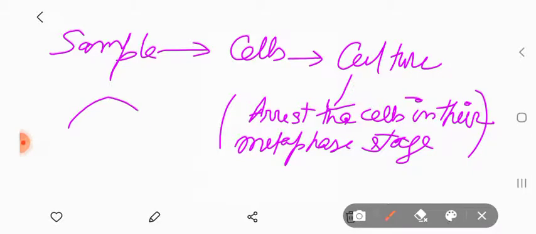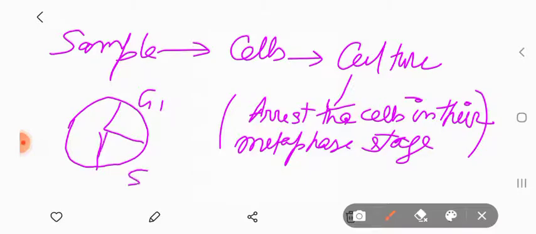Remember, the cell cycle consists of a series of stages. One is called the G1 phase, where the cell prepares its proteins for replication. Then comes the S phase, where the cell replication occurs. All the chromosome chromatin material is replicated. DNA replication occurs during the S phase. Then comes the G2 phase.